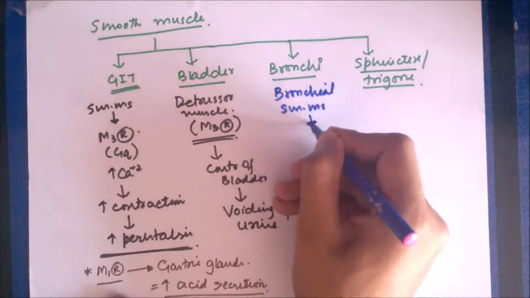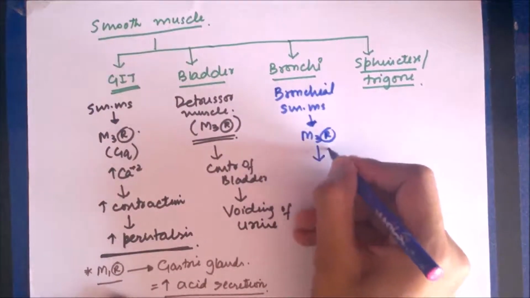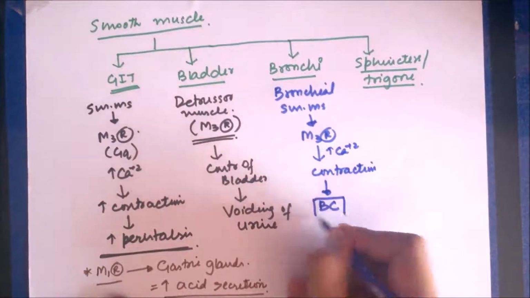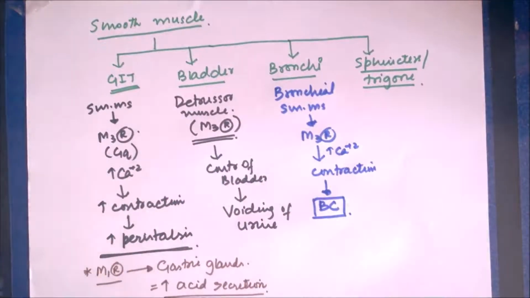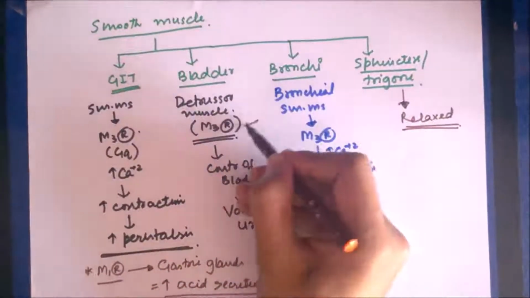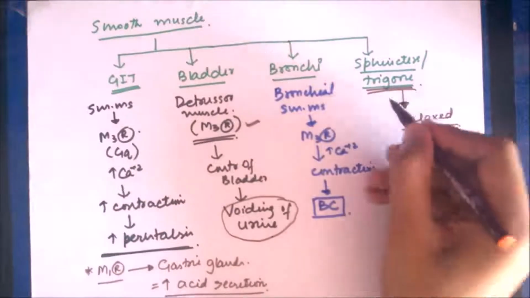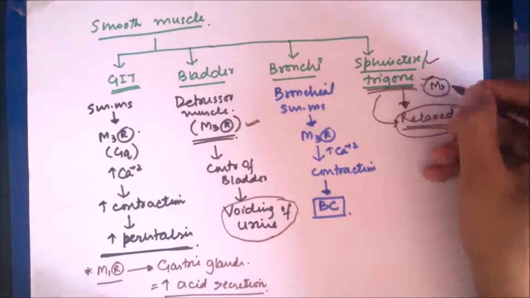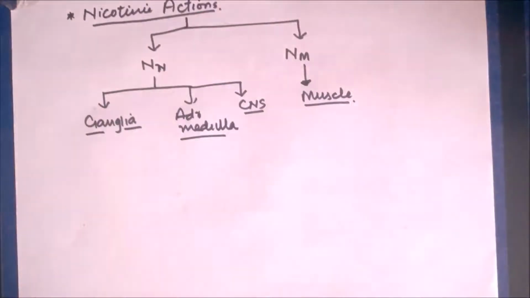In the bronchi, bronchial smooth muscles contain M3 receptors, and the stimulation of which causes increase in calcium and contraction of these muscles, which results in bronchoconstriction. Now, in the sphincters and trigones, the stimulation of these receptors always causes relaxation. It also makes sense, because whenever there will be stimulation of M3 receptors, voiding of urine will only be possible when there will be relaxation of trigone. So, these cause relaxation in the sphincter.